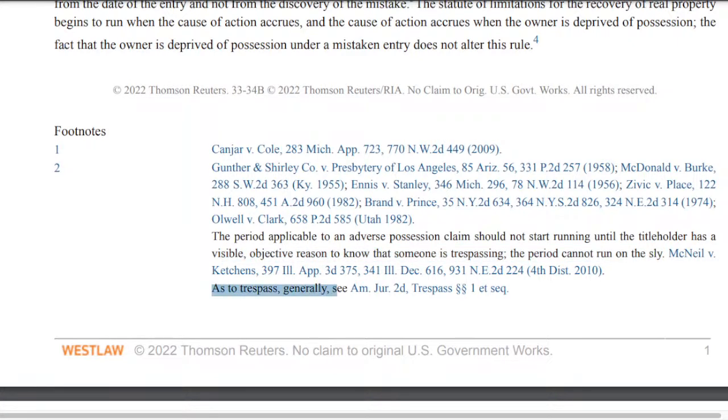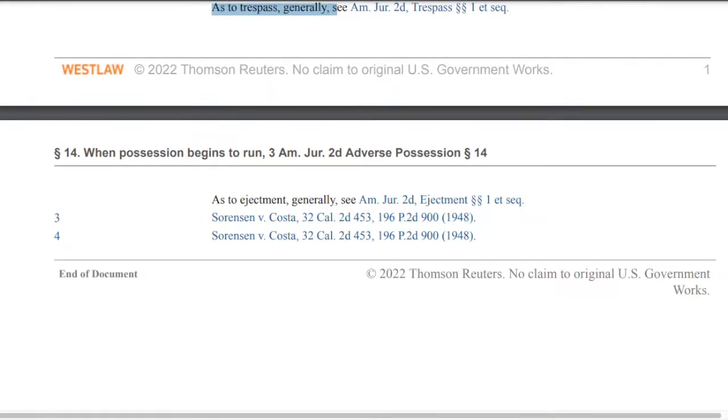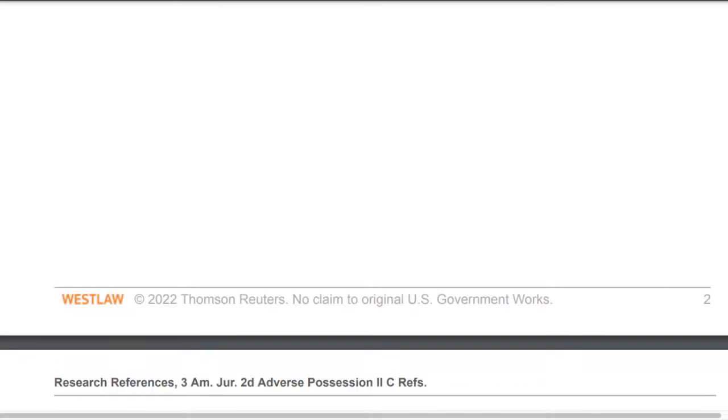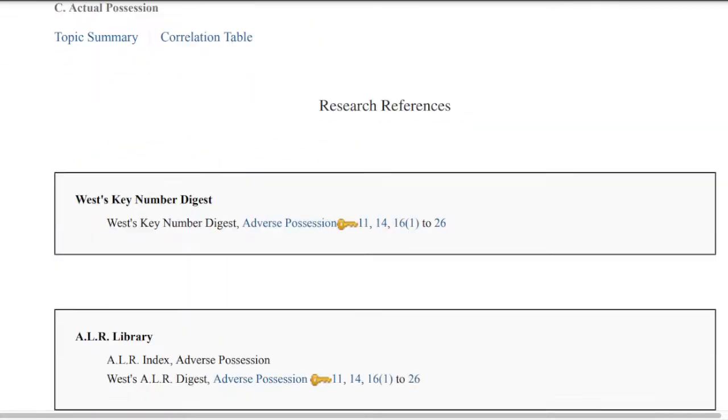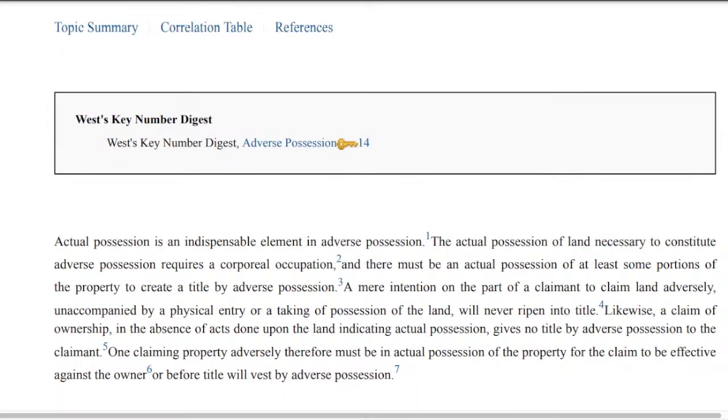As to trespass, we can see under trespass, American jurisprudence. As to ejectment, wow. Ejectments under American jurisprudence. Ejectment. Interesting one there, too. All right. That's some pretty great stuff we're getting through here tonight. Where are we at now? Generally. Okay, so let's look at this.